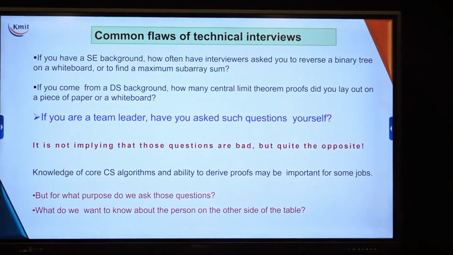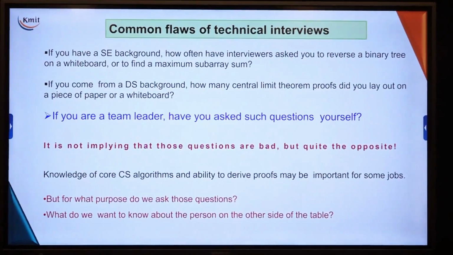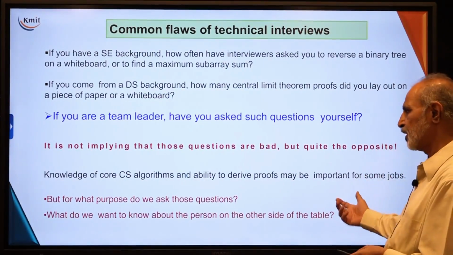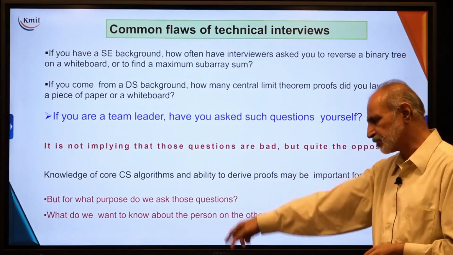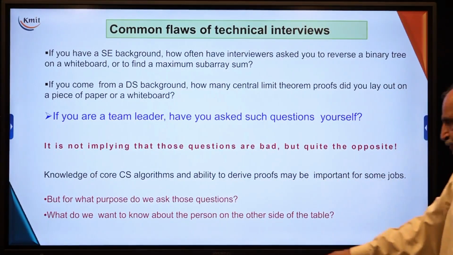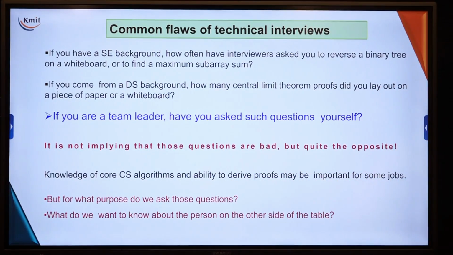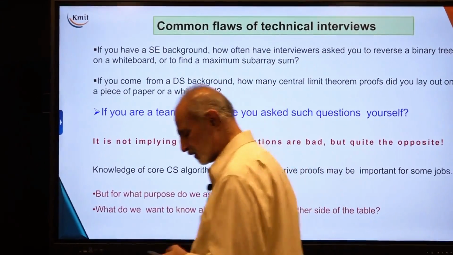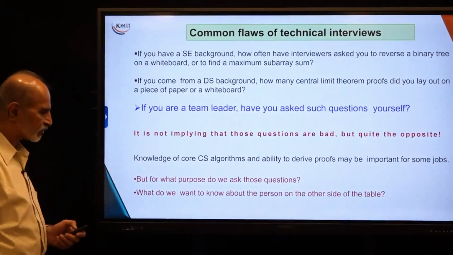So, knowledge of core computer science algorithms and the ability to derive the proof may be important for a good job, but for what purpose, we do not know, and that is why we ask the question. What do we want to know about the person on the other side of the table? So, these are some of the common things which we have to worry about in the interview too.